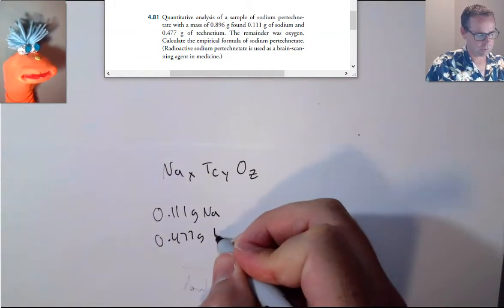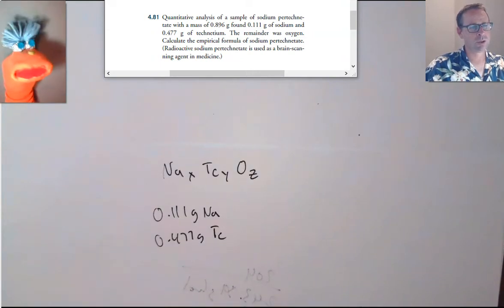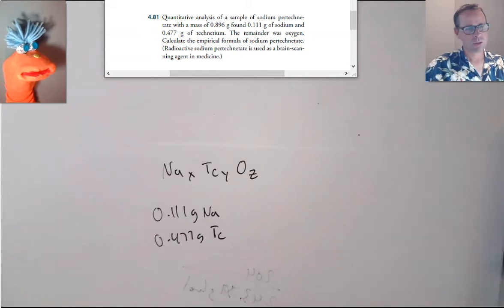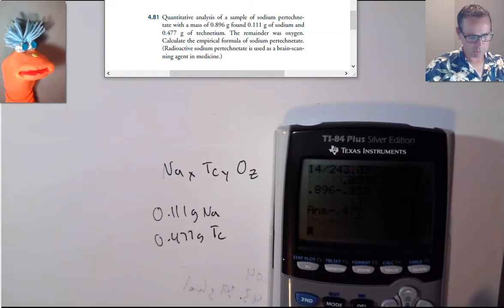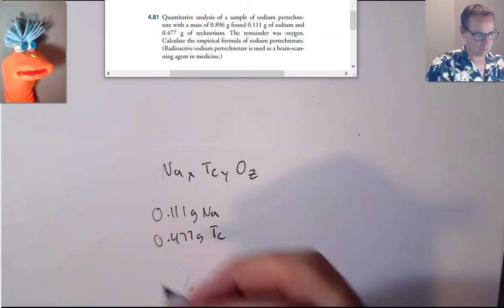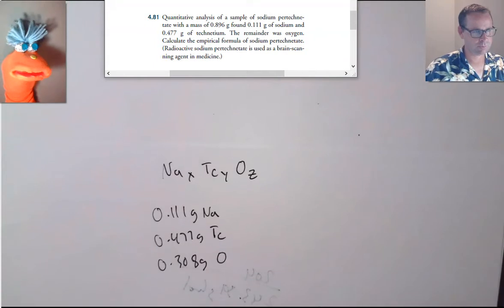0.477 grams. And then, to get the oxygen, can you just take the mass of the sample and subtract those two? That's right. Good. So we got 0.896 minus the 0.111 minus the 0.477, 0.308. So that's how many grams of what? Oxygen. Very good.